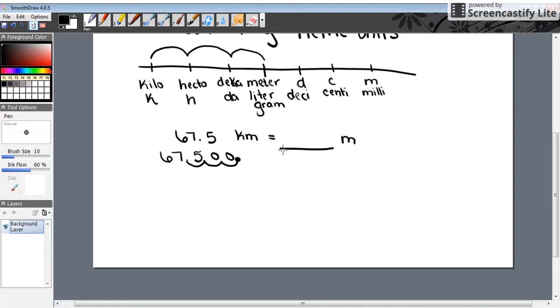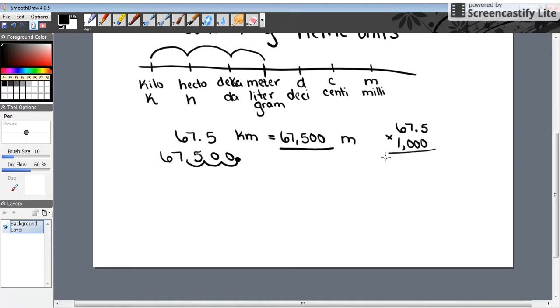So my answer for this one now is 67,500 meters. And I already have my label written right there. If you prefer to use multiplication, we can do that. We will take our 67.5 and we are going to multiply that by how many places we moved it over. Once again, we're dealing with bases of 10, making it a lot easier as we move it. This will tell us how many zeros we're going to have to add behind our 1. So since we moved 3 place values, we are multiplying then by 1,000.